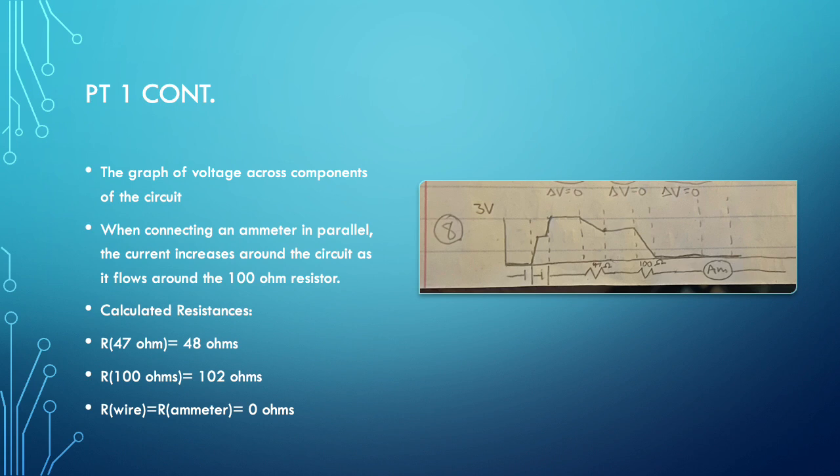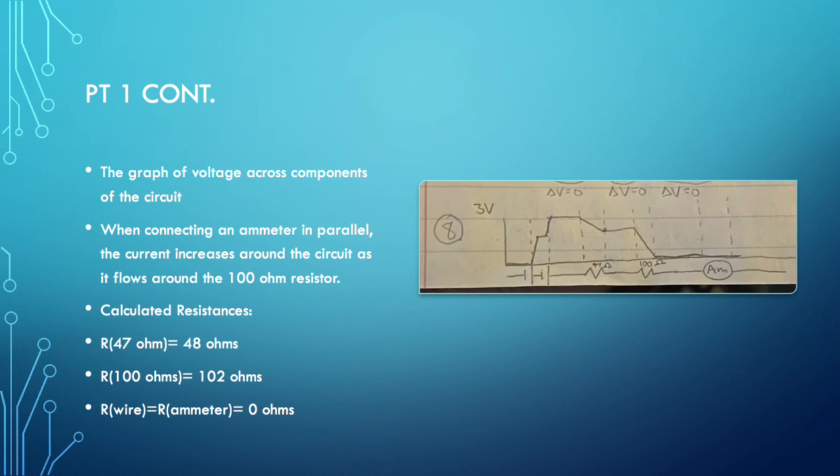The voltage increases extremely quickly in the EMF batteries and decreases across each of the resistors, resulting back in the 0 it started as. When connecting an ammeter in parallel to the circuit, the current increased around the entire circuit because it was able to flow around a 100 ohm resistor.